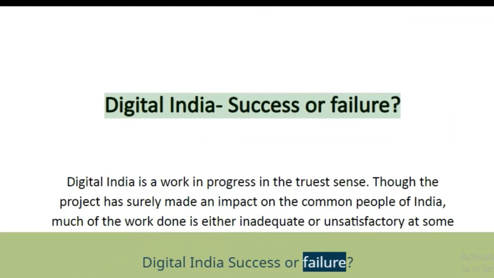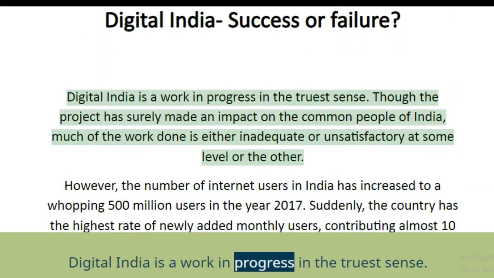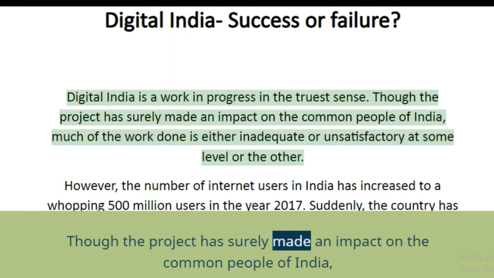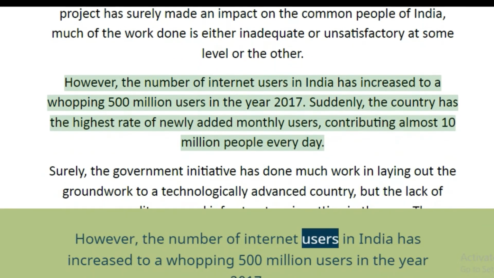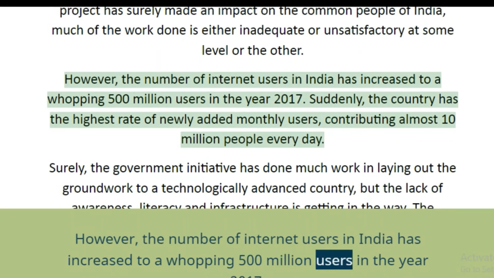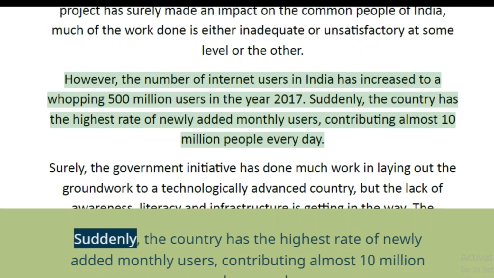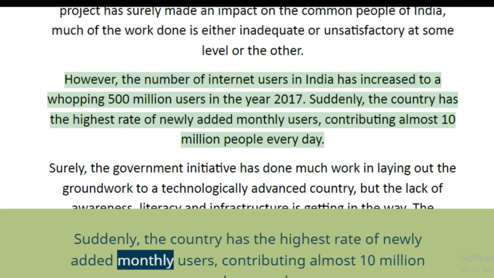Digital India success or failure? Digital India is a work in progress in the truest sense. Though the project has surely made an impact on the common people of India, much of the work done is either inadequate or unsatisfactory at some level or the other. However, the number of internet users in India has increased to a whopping 500 million users in the year 2017. Suddenly, the country has the highest rate of newly added monthly users, contributing almost 10 million people every day.